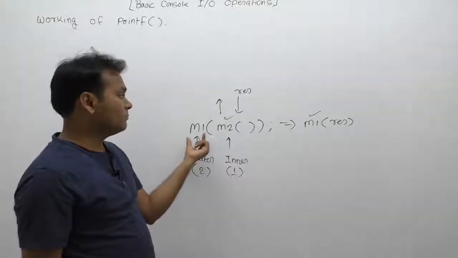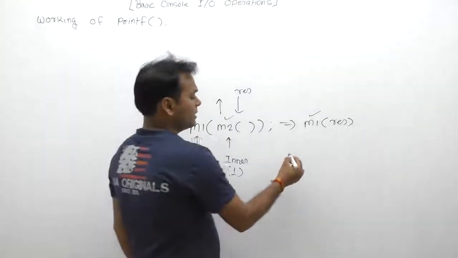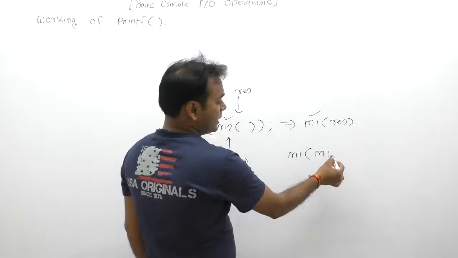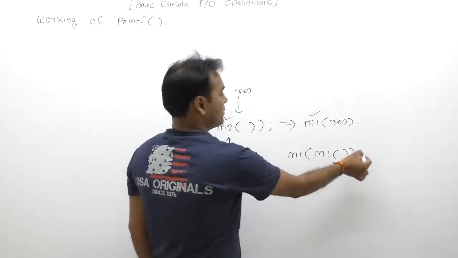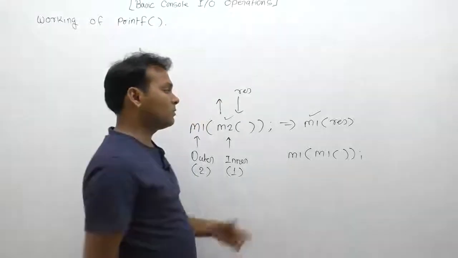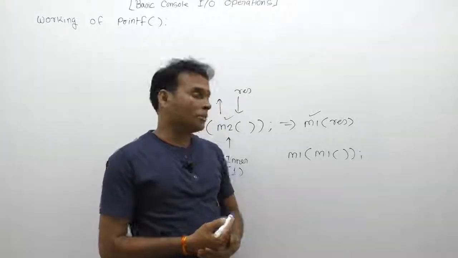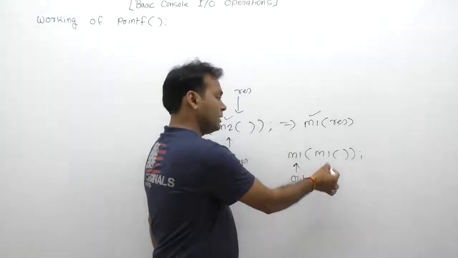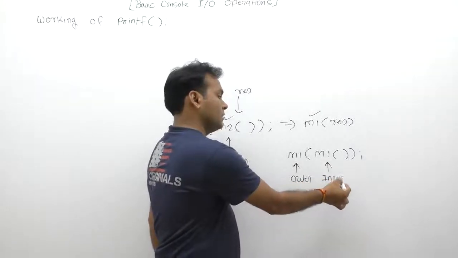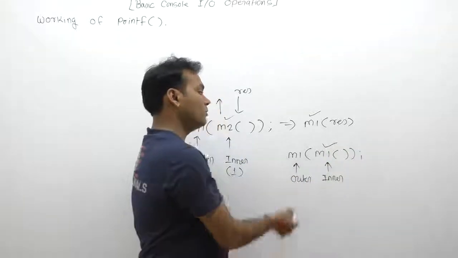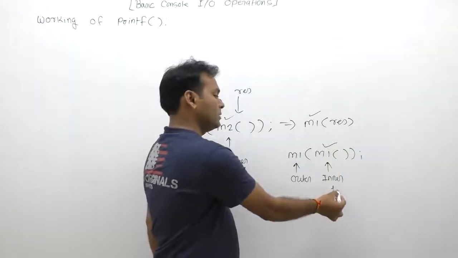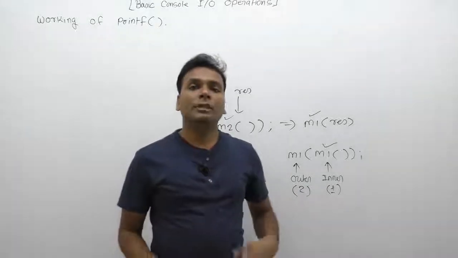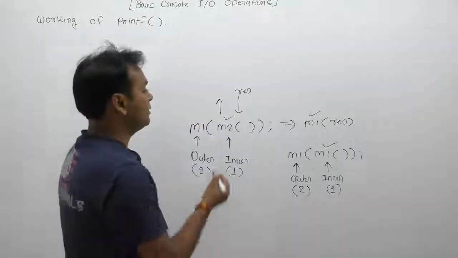Here we are calling m1 and m2, which are different functions. Maybe this is also possible: we call m1, and inside m1 again we call the same function m1. In this case, the function is again called in nested form. Here the first calling is outer and the next calling is inner. The inner function will be completed before the outer function. First of all, the inner function will be executed. After that, the outer function will be executed. In the same manner, we are able to execute or call printf functions.